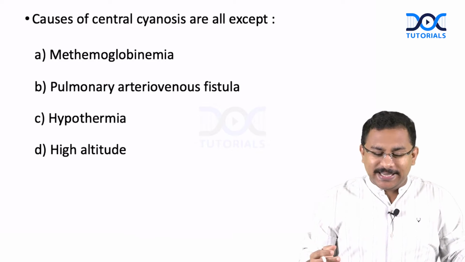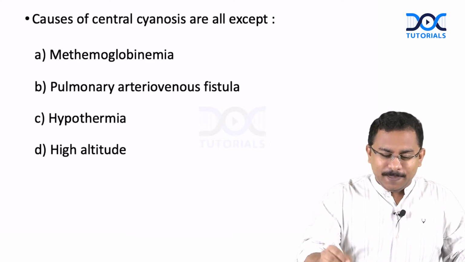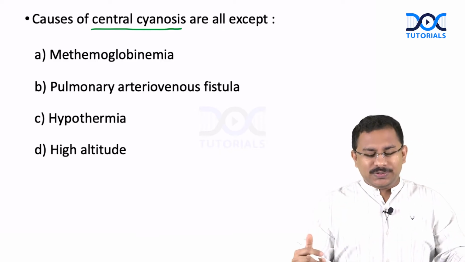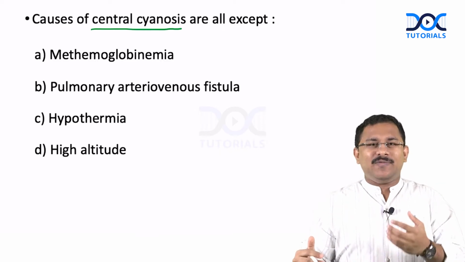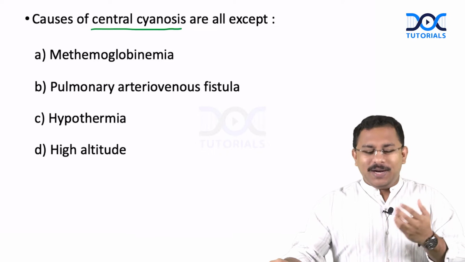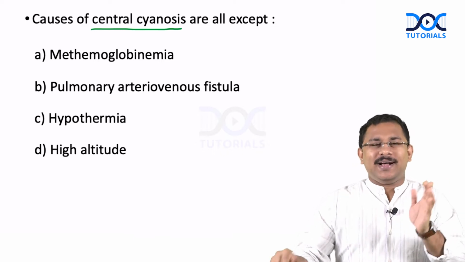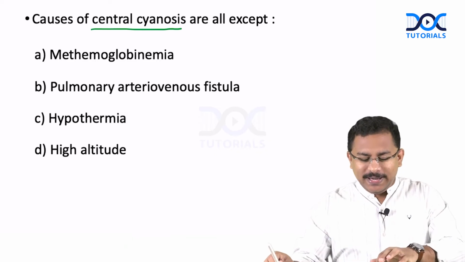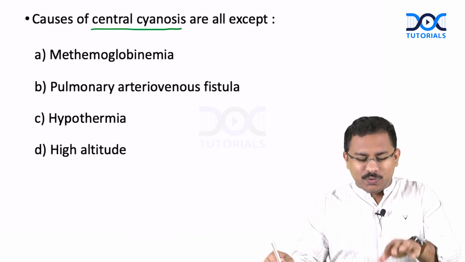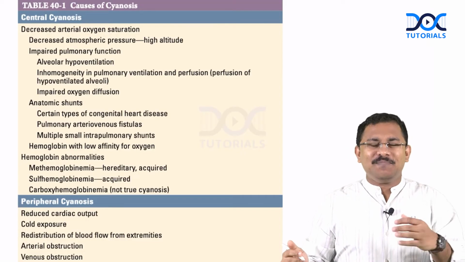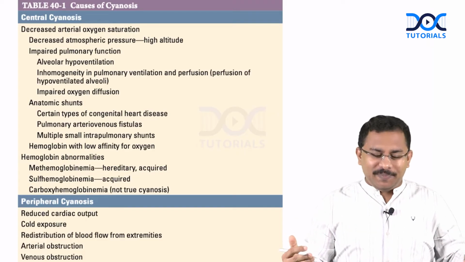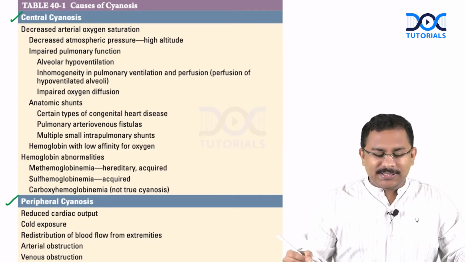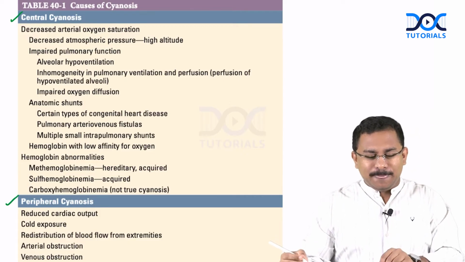Next, again a simple straightforward question. Causes of central cyanosis are all except. So they have asked a question specifically on central cyanosis. All the options given, methemoglobinemia, pulmonary AV fistula, hypothermia, high altitude, can cause cyanosis. But when it comes to central cyanosis, let me show you one very important, very high yield table from Harrison, which shows the features of central cyanosis and peripheral cyanosis.